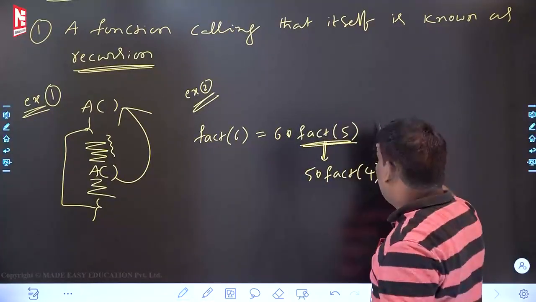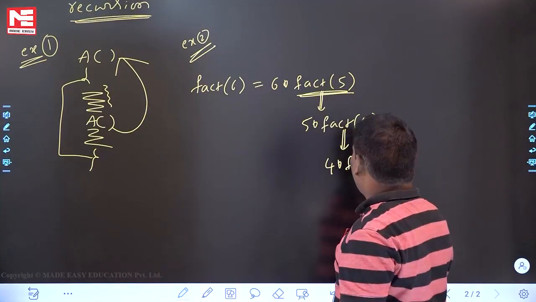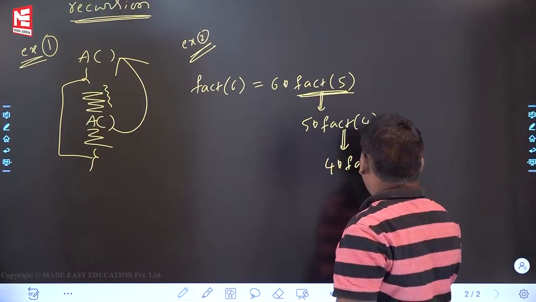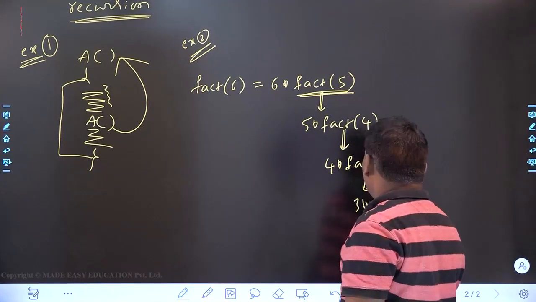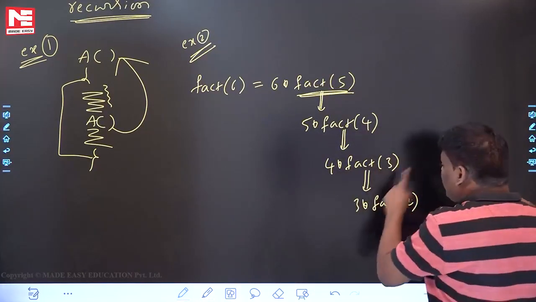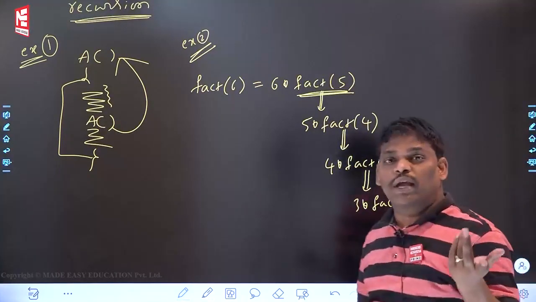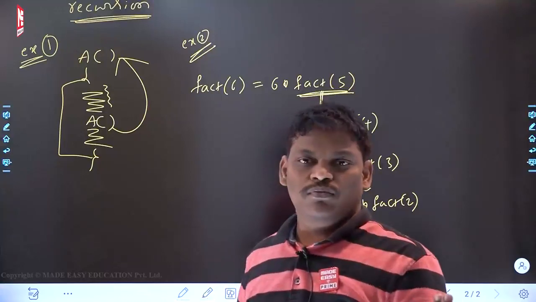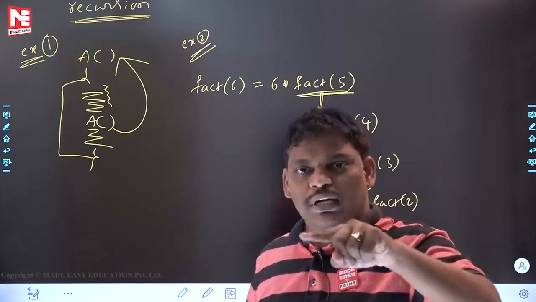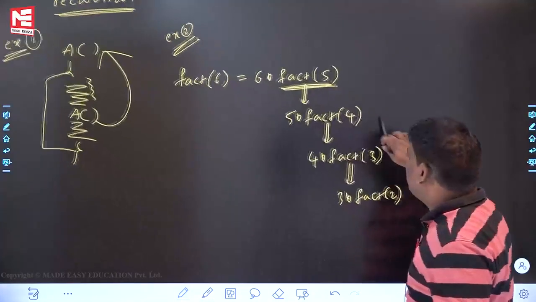Some people are asking me, factorial of 4 also I don't know, same story. 4 into factorial of 3. What is the factorial of 3? 3 into factorial of 2. So if you know at anywhere, you stop. If you don't know, continue further. Can you say what is the factorial of 2 value? Factorial of 2 value is 2. If you know that, stop. If you don't know, you can continue further until your required thing will come.